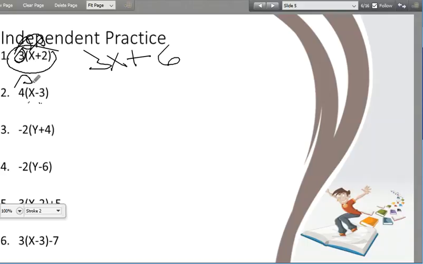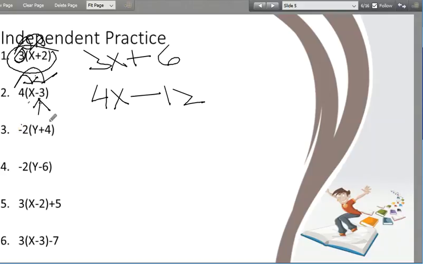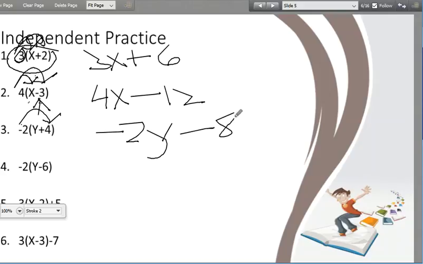So 4 times x is 4x. 4 times 3 is 12, and because there's a subtraction sign here, this would be a minus 12. Okay, the next one, number 3, we would do negative 2 times y, which is negative 2y, and then negative 2 times 4 would be a negative 8.